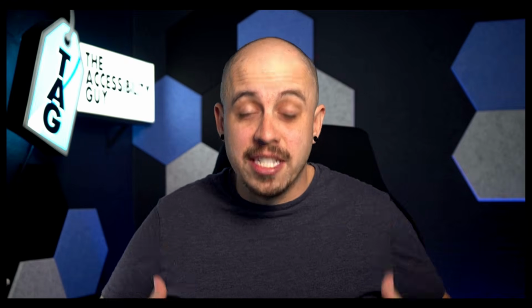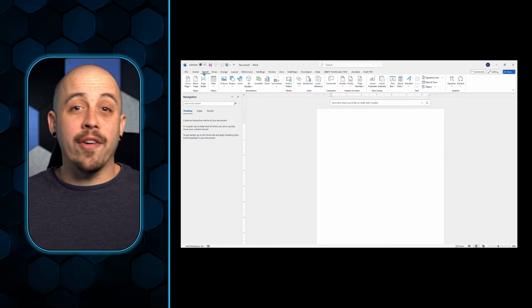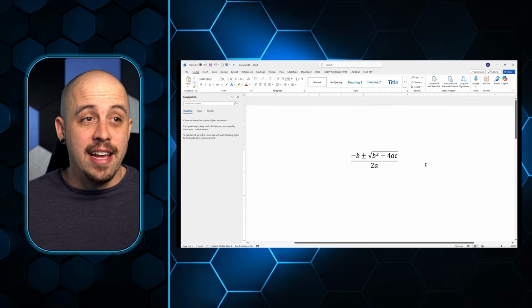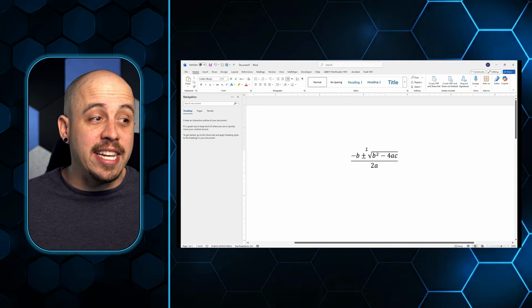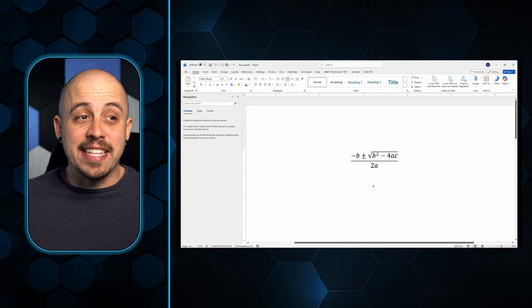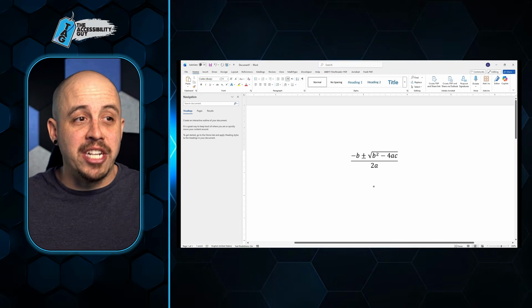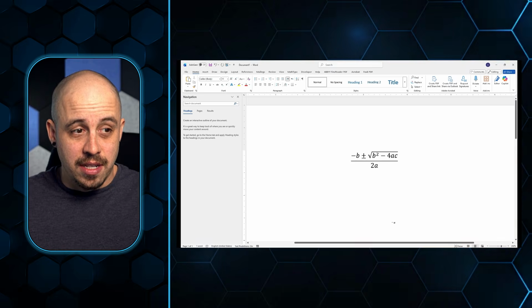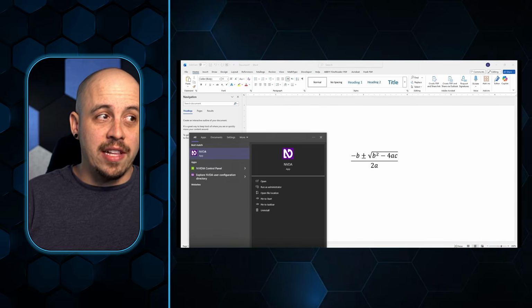Math and accessibility can be very complicated working together depending on your authoring program. For example, in Microsoft Word, we are able to insert a math equation like our quadratic equation, and this can be read using NVDA or JAWS, and it's going to give us all of the important information like the square root and that it's part of a fraction. Let's check that out now. We're going to launch NVDA.